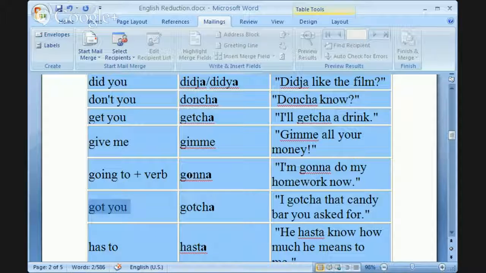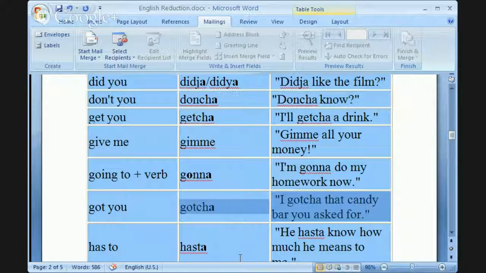Okay, back to you, Kitty. Got you sounds like gotcha. Okay. Kitty, can you read the example sentence using gotcha? Kitty, are you there? Okay. I gotcha the candy you asked for. Very good. Not only did he get the gotcha, but also he gave me reduced pronunciation of asked.